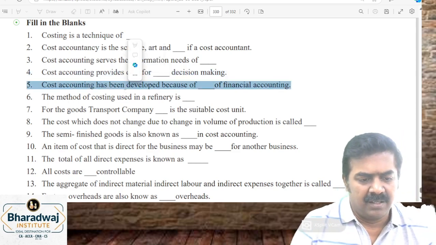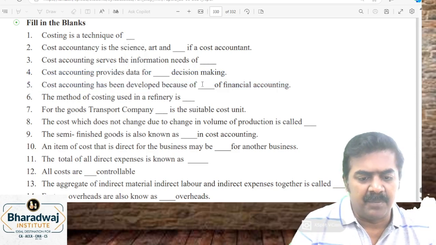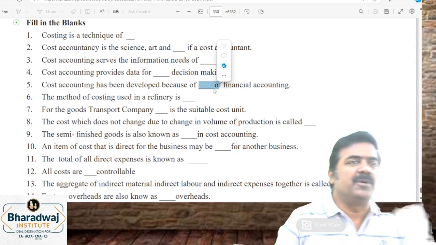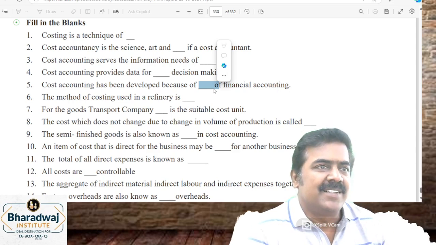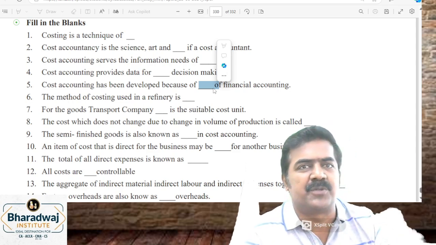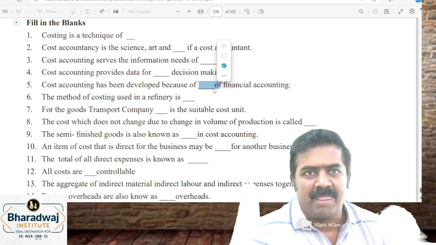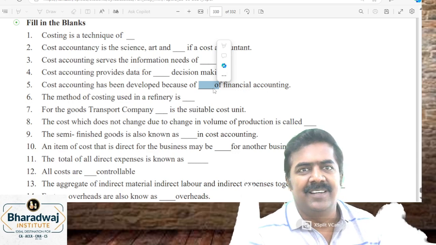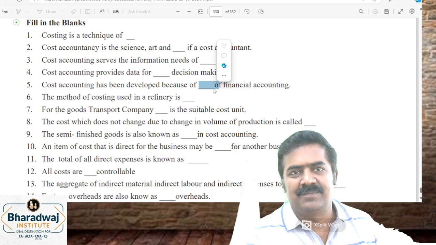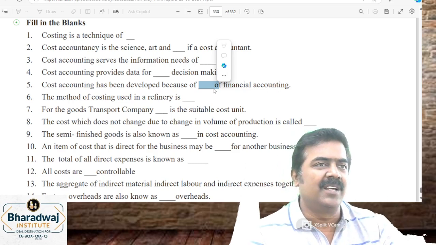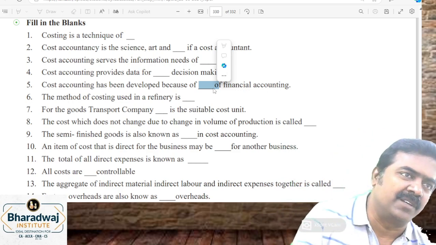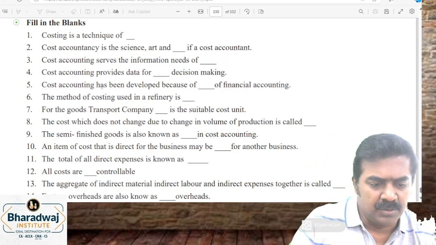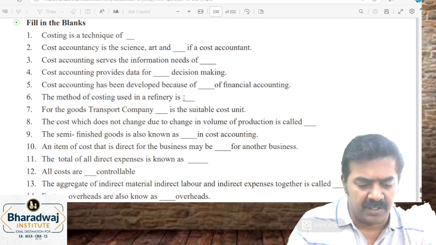Managerial decision making. Cost accounting has been developed because of the limitations of financial accounting. What is the limitation of financial accounting? Do you record financial accounts for the future or the past? Journal, ledger, trial balance, you prepare for past transactions. It is history, more like a postmortem. We just see what happened. But in costing, we work out the current and future period. So that is a limitation we remove. Cost accounting has been developed because of limitations in financial accounts.